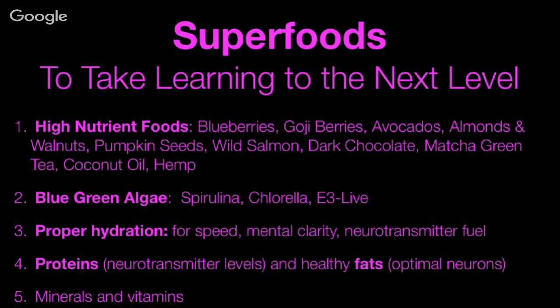And B12, the B complex, is especially important for repair. It's especially important for energy transmission in the cells and also in the neurons. And it's important for cognition. So B12 in particular is very important. Of the B vitamins, B12 is particularly important. If people lack B12, it can lead to problems with memory, reduced scores on cognitive tests, and even brain shrinkage. So that's the importance of minerals and vitamins.